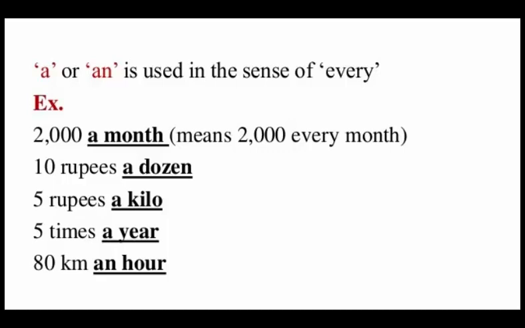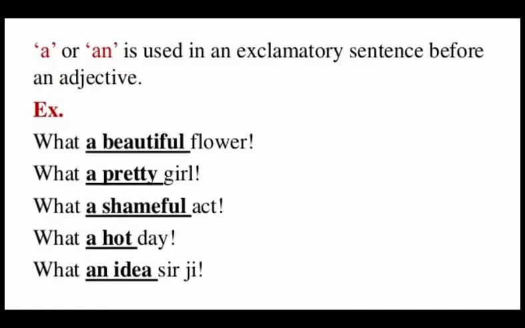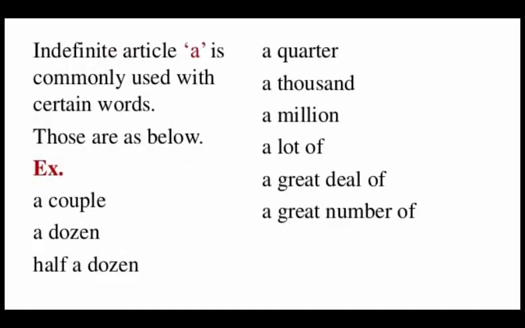A and an are used in the sense of every. For example, 2000 a month means 2000 every month; 10 rupees a dozen, 5 rupees a kilo, 5 times a year, 80 kilometers an hour. A and an are used in exclamatory sentences before an adjective. For example, what a beautiful flower, what a pretty girl. In such exclamatory sentences, a or an is used: a shameful act, what a hot day, what an idea. Indefinite articles are commonly used with certain words, for example, a couple, a dozen, half a dozen, a quarter, a thousand, a million, a lot of, a great deal of, and a great number.